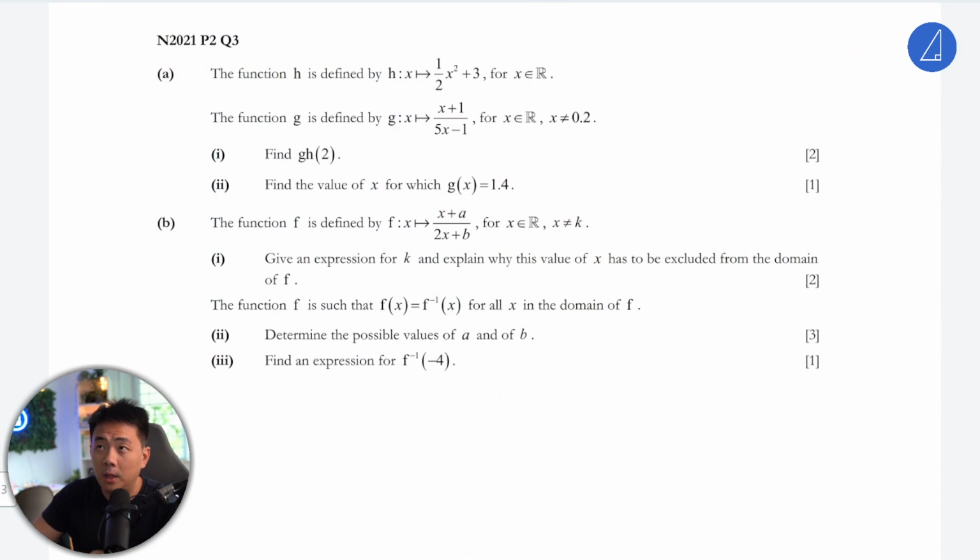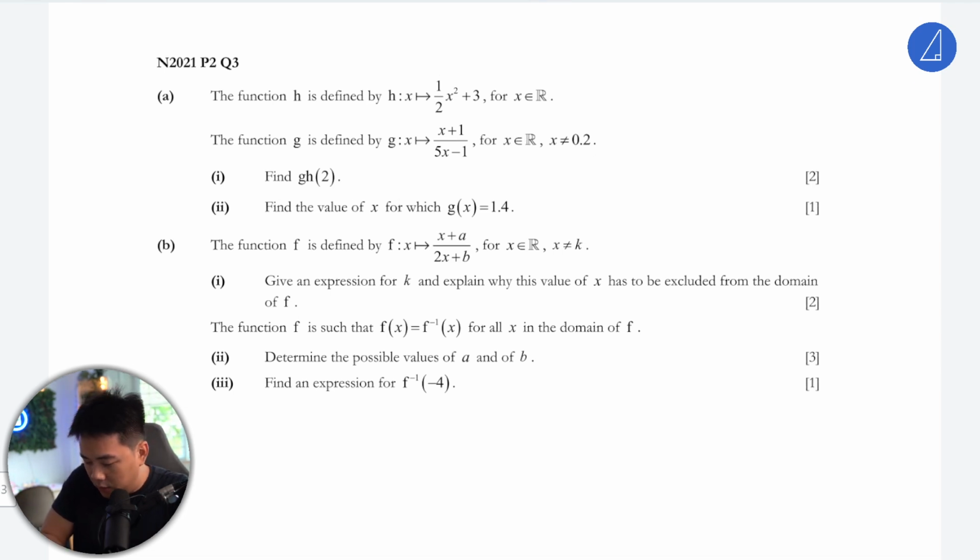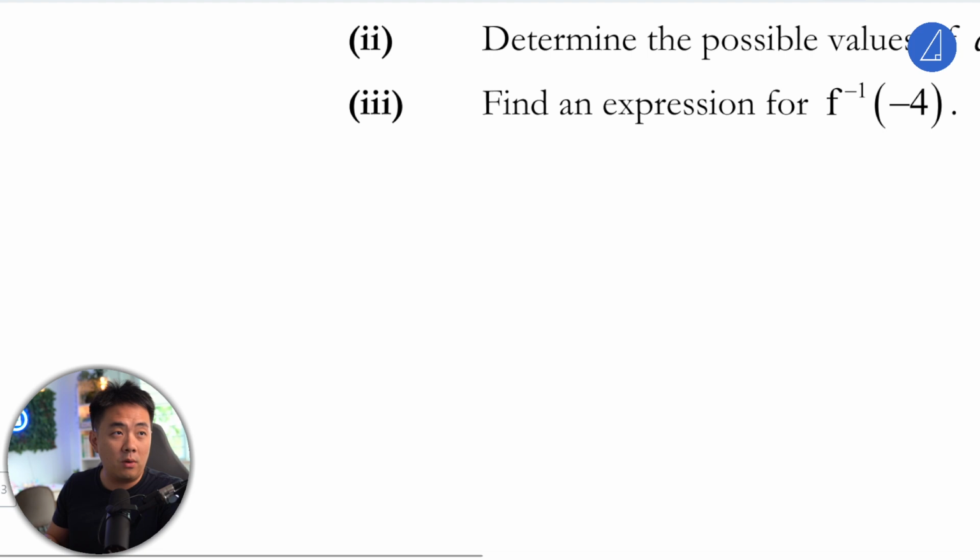Hi students, let's look at this question on functions, taken from the year 2021 A-level paper 2 question 3. The function h is defined for all real values of x, and g(x) is defined for all real values of x except for 0.2. Okay, so find gh(2). I think the first part should be quite fast.